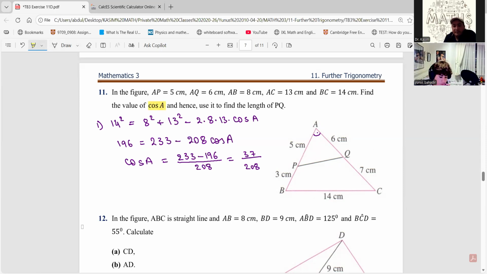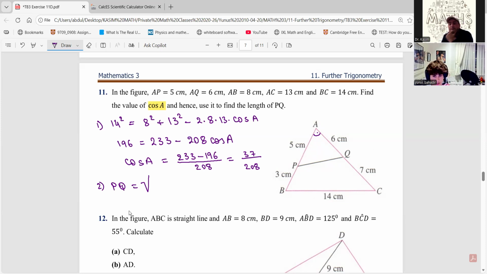Now using this, let's find PQ. Can you tell me what is PQ? Square root of PQ, right? Why is it a square? Because we are looking for PQ. In the formula we have A squared equals B squared plus C squared minus 2BC cosine of A, right? But to find the length, we have to take the square root, right?